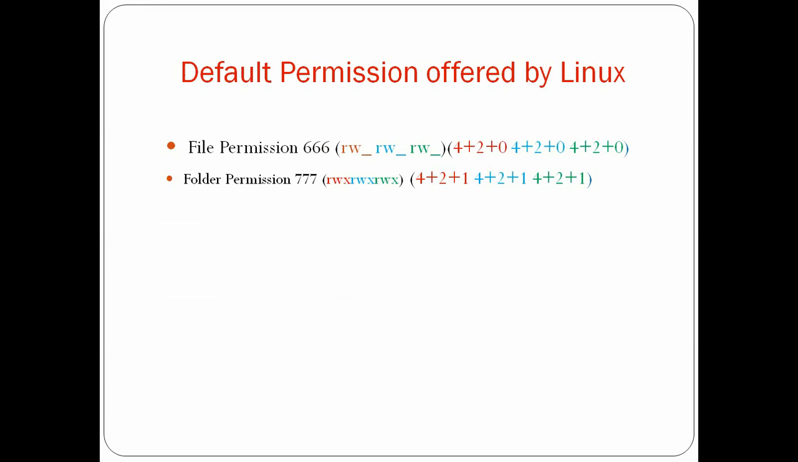Well, the default file permissions for Linux is 666. So whenever Linux is going to create a file for you, it will give you read write permission, no execute permission for owner, read write permission and no execute permission for group, read write permission, no execute permission for others.